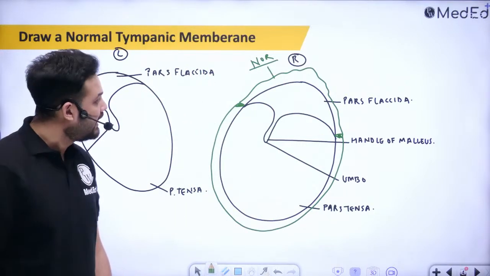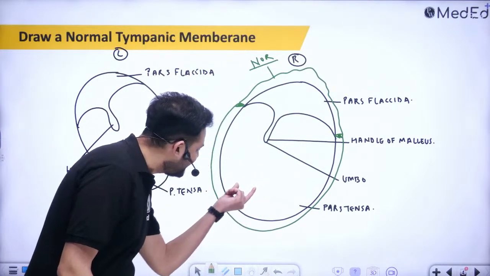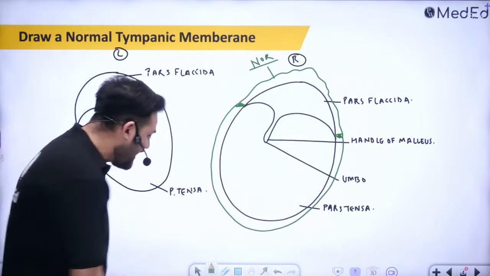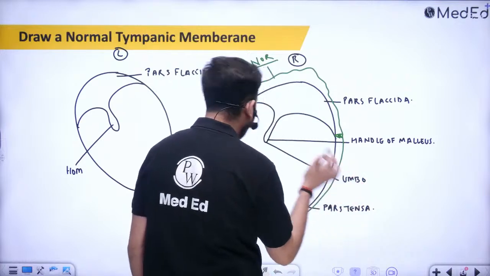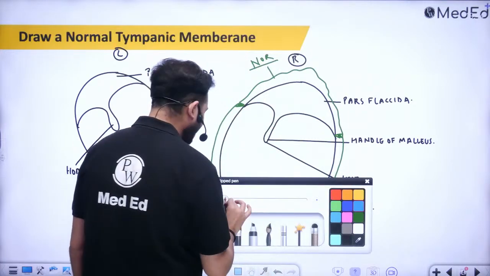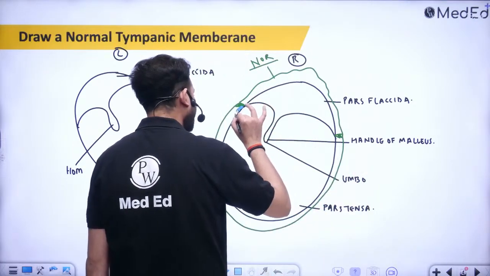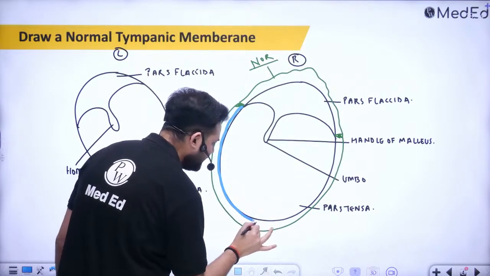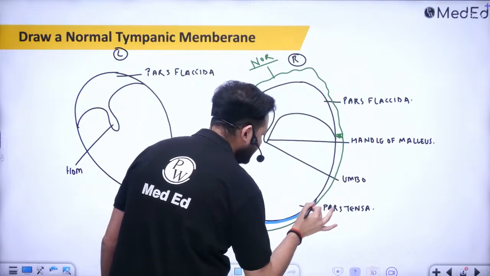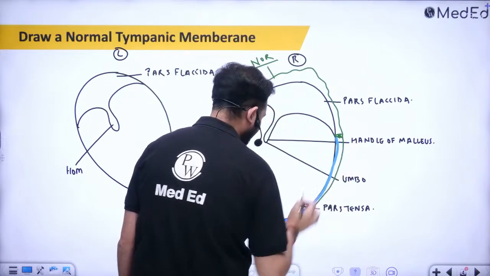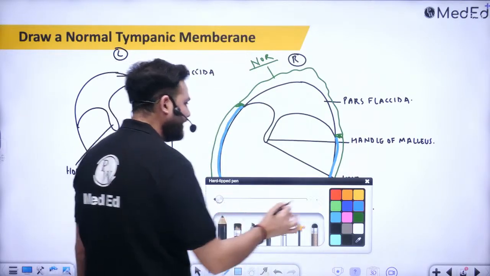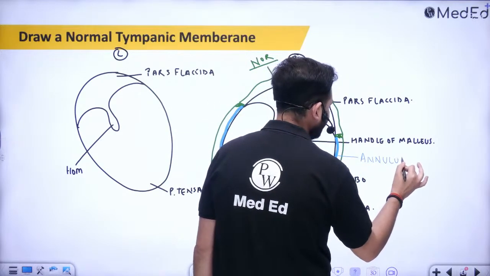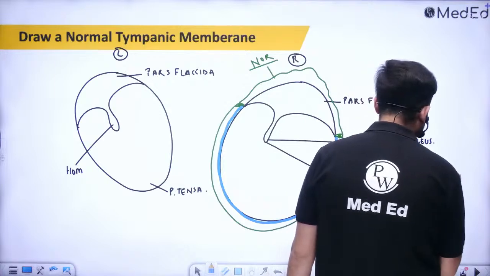Correct? Right? अब I told you यही pars tensa की thickening laterally around the pars tensa एक और rim होती है. There is a rim, and that rim is called as what? That rim around the pars tensa, let us make it a little more prominent. ये rim that is present around the pars tensa, इसे हम क्या बोलेंगे? We will call this rim as the annulus. This is our annulus. And sometimes you also call it as annulus tympanicus.